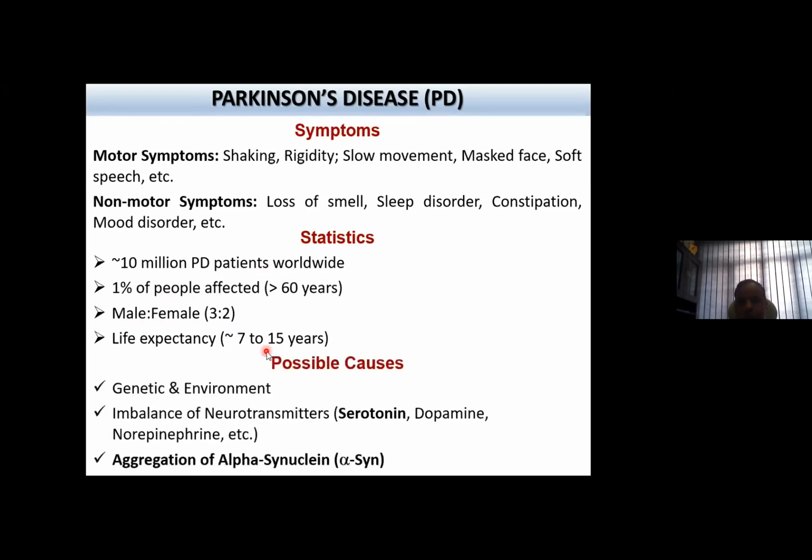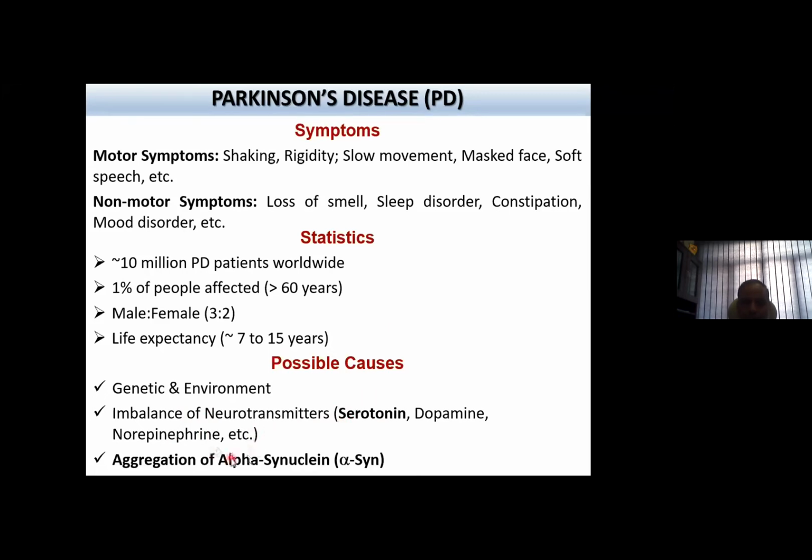So what are the possible causes? It could be genetic and environmental, and we don't have anything in our hand for the genetic part. But for the environment, we can do a lot, though we are not thinking about it right now. There are other causes, like an imbalance of neurotransmitters such as serotonin, dopamine, norepinephrine, etc. These neurotransmitters are mostly used for cell signaling. So an imbalance in the concentration of these neurotransmitters also poses a threat for triggering this disease.